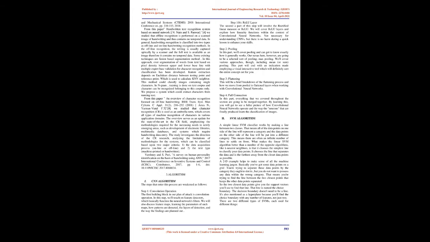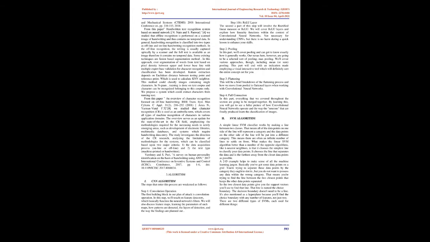From the paper Handwritten Text Recognition System based on Neural Network, by Nain and S. Panwar, we studied that offline recognition is performed on a scanned image of handwriting and thus contains no temporal data. In general, handwriting recognition is classified into two types: offline and online handwriting recognition methods. In offline recognition, the writing is usually captured optically by a scanner and the full text is available as an image, therefore it contains no temporal data.